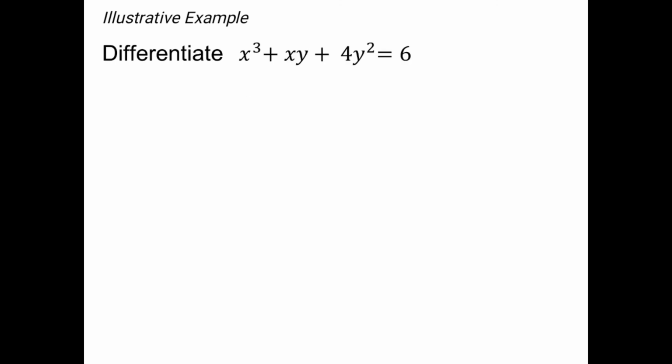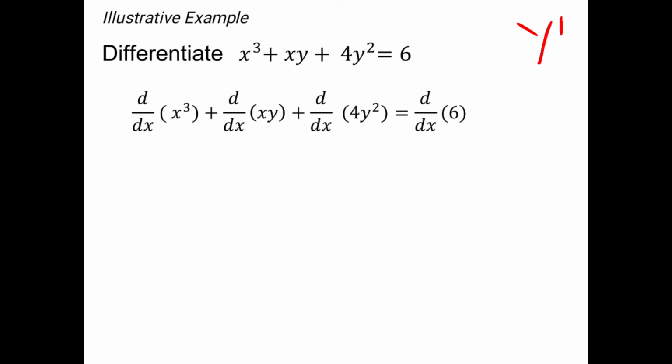Okay, let's see one more example. This time, we're going to use y prime. We need to differentiate x³ + xy + 4y² = 6. Alright, for the first step, we need to differentiate both sides of the equation with respect to x. So we need to get the derivative of the first term x³, and then the derivative of xy, and on this part we are going to use the product rule. And we need to get the derivative of 4y², and as well on the right side we need to get the derivative of 6.